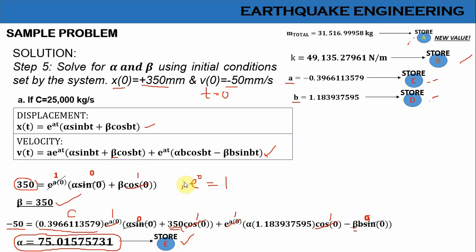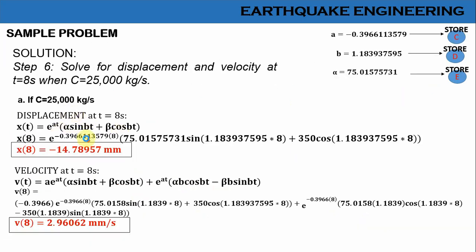Now, sunod na lang dayon kay kuha na din mo ang displacement and velocity at t is equal to 8 seconds. So, using again the formula for our displacement function, okay, so e to the power of negative 0.396611357 times 8. Ipang substitute nimo na sa imong calculator, ibutang nimo e raised to the power of this one, which is store sa c, times 8, times this one 75 na store siya sa e, times sine of 1 point, this is na store sa d, times 8.